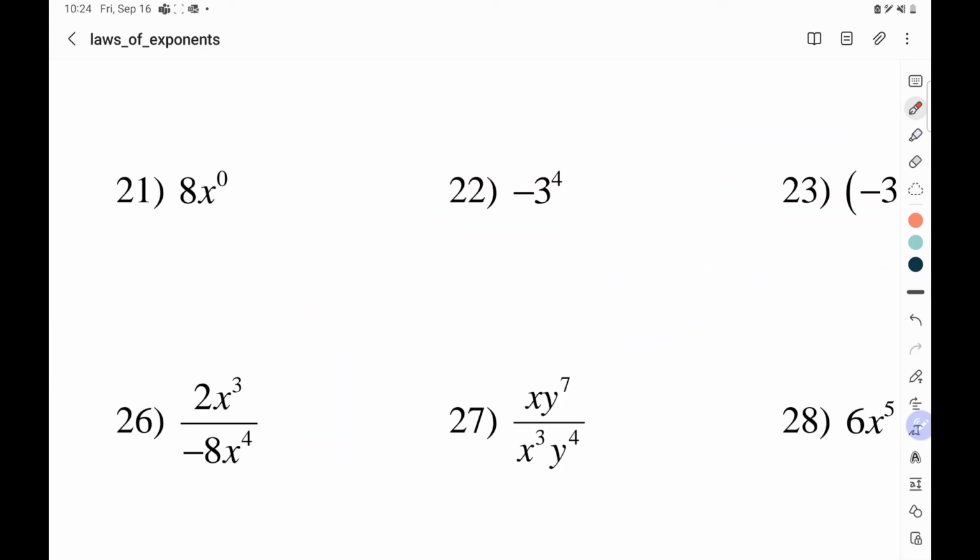Now let's try to answer number 21 here. We have 8, and then x to the power of 0 is times 1, so that becomes 8. Our final answer for 21 is 8. Now how about number 22?